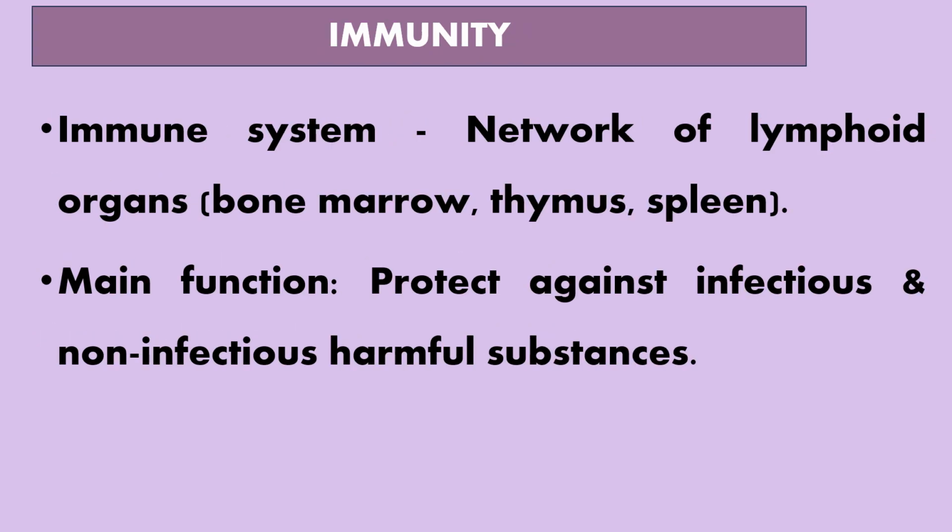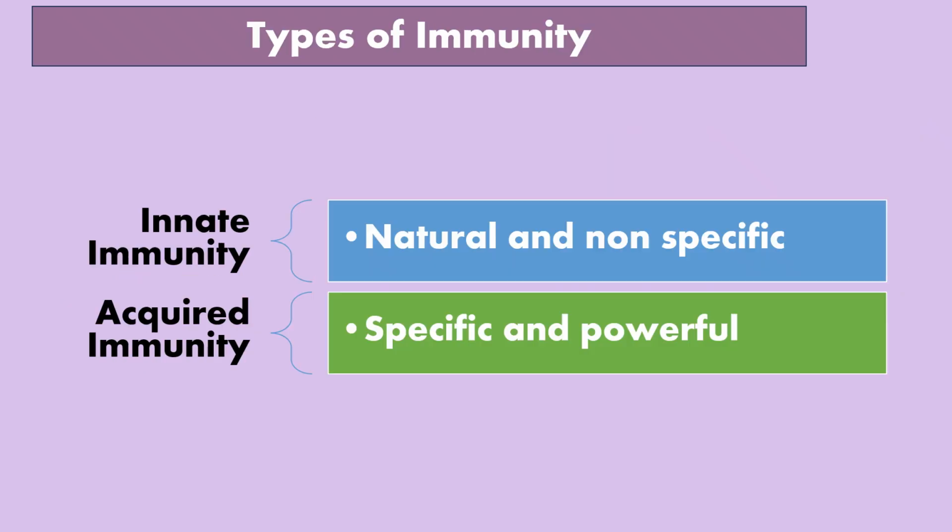The immune system is a network of lymphoid organs which include bone marrow, thymus, and spleen. The main function of the immune system is to protect against infectious and non-infectious diseases. Types of immunity. There are two types of immunity: one is innate immunity and the other one is acquired immunity.